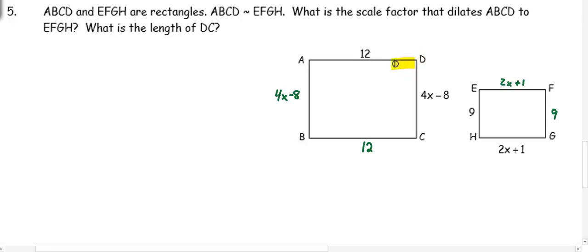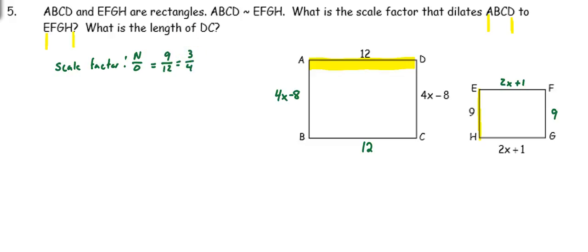So I know that AD is 12. AD is the first and the last letter, so it corresponds with EH. EH also has a number, so we can do our scale factor right away. So in this case, the scale factor is still the new over the old. So we have 9 over 12, which reduces to 3/4. The last thing we need to do then is find the length of DC.